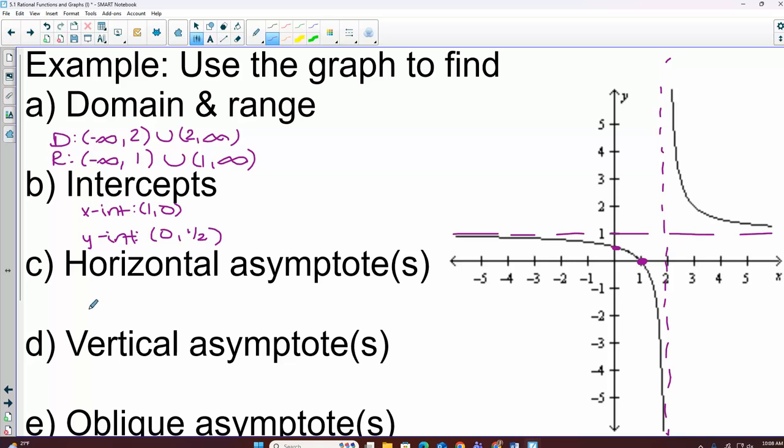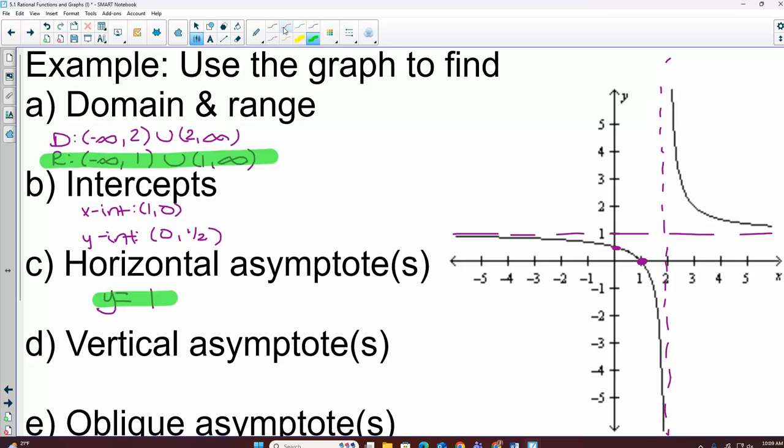What is the equation of my horizontal asymptote? What's the equation of a horizontal line look like, first of all? Horizontal. Okay, so the asymptote, the line we're approaching but not touching, is at y equals 1. Notice, my horizontal asymptote was at 1. That was the value that wasn't included in my range.